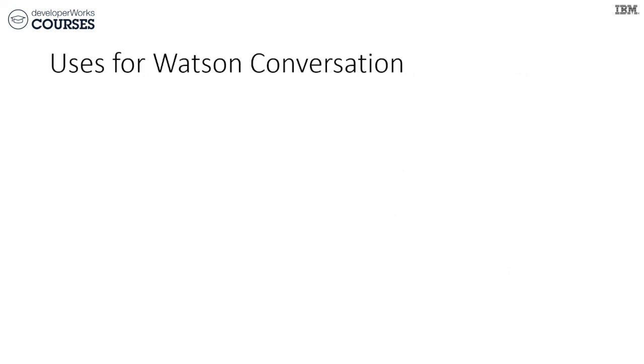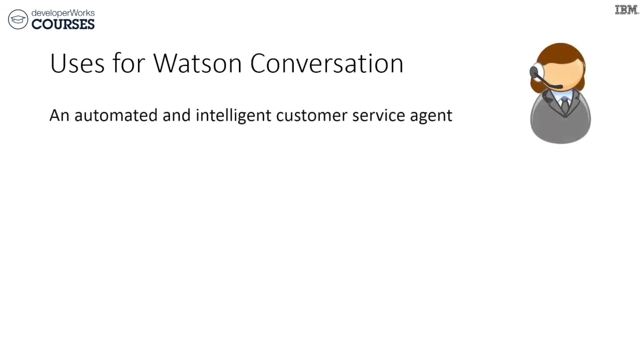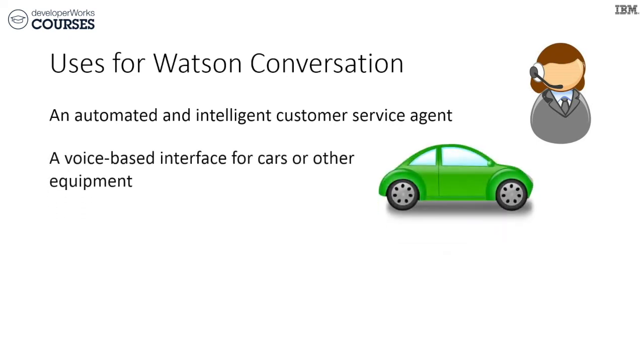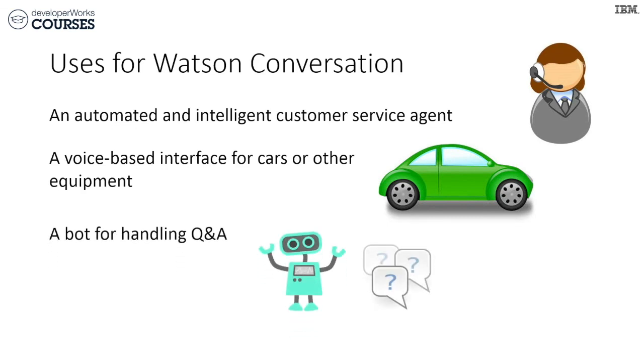So some possible uses for the conversation service include an automated and intelligent conversation agent that can respond to a customer's queries as a human would, but more accurately and in less time. It would even be possible to control a car using natural language, as we've been showing throughout this presentation. In combination with other Watson services, a bot can be trained on a large dataset and handle questions that are asked in various ways.